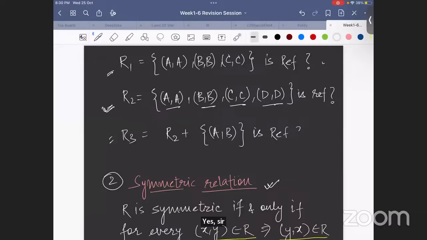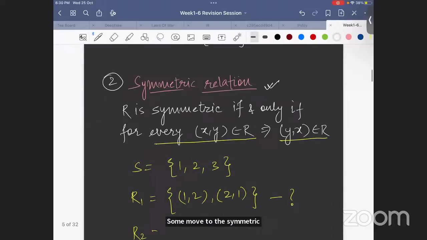Some move to the symmetric. Okay, so now you have a symmetric relation. R is a symmetric relation if and only if for every (x, y) that belongs to R, (y, x) should be present. So what is the important condition here? For every (x, y), there is a condition on R now.